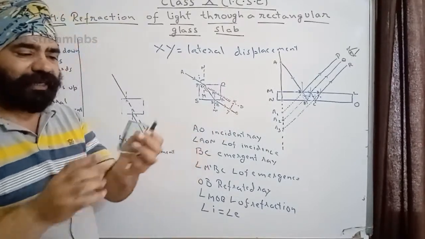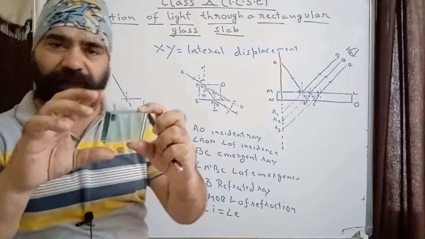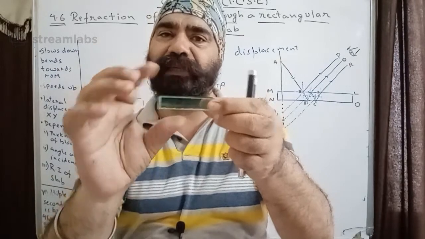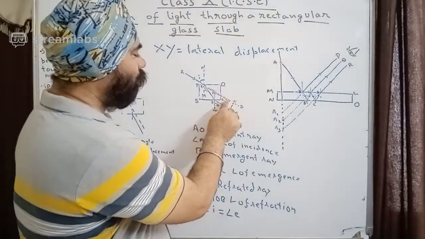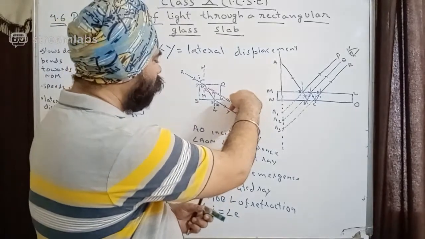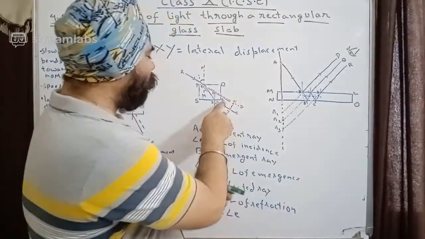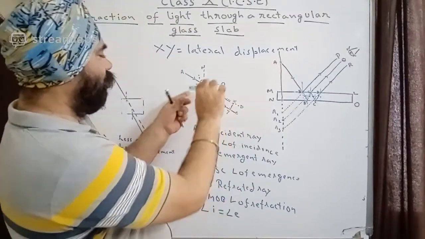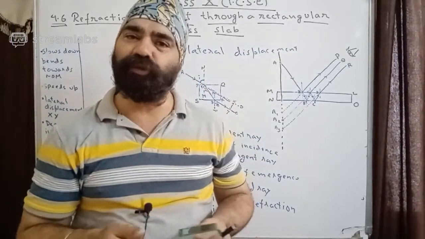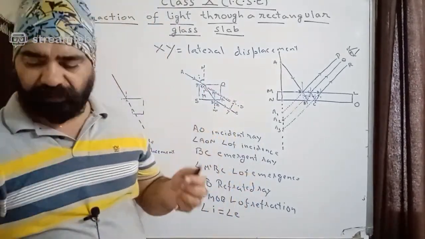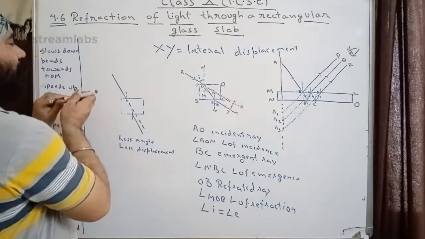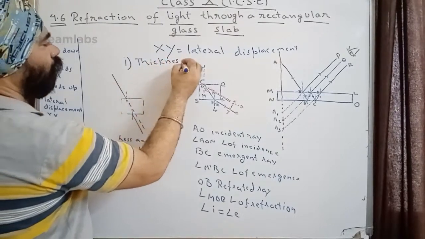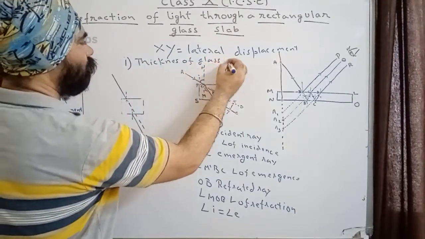So as soon as I change the thickness, earlier the thickness was this broad, and now I change the thickness to this much, the lateral displacement also became less. First it was around 12-13 centimeters, and now it has become just 2 centimeters. So the first factor on which the lateral displacement depends is number one, thickness of glass slab.